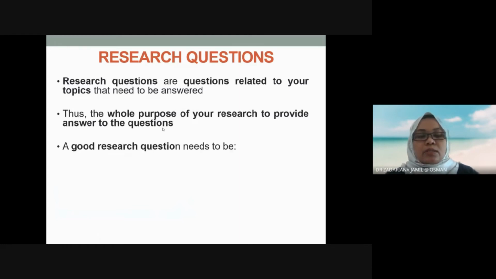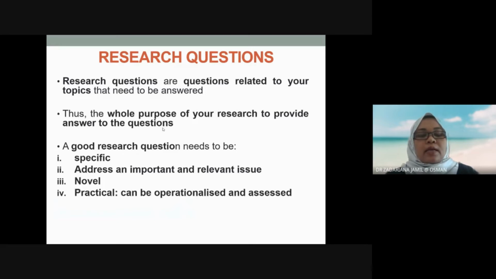A good research question needs to be specific, address an important and relevant issue, be novel, and also practical, which means it can be operationalized and assessed. So a good research question can be assessed and evaluated, and it is within a reasonable scope, a reasonable area for your research.